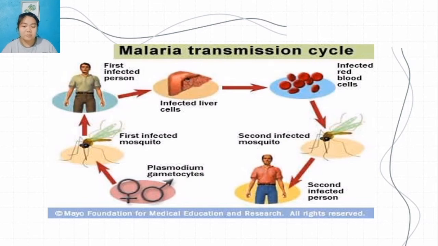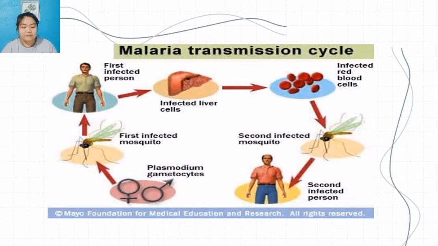So when this mosquito bites a person, the first infected person, it becomes infected with malaria. It ingests a form of the parasite called the gametocytes, and the Plasmodium completes part of its life cycle inside the mosquito, eventually making its way to the mosquito's salivary glands. And then when the mosquito bites you, it injects the parasite into your liver cells, and it develops for a week or so.